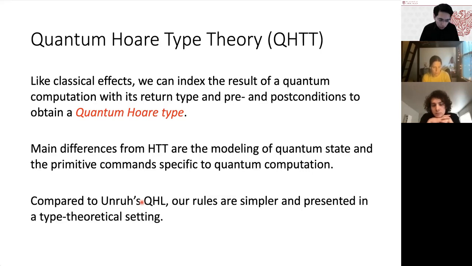Compared to Unruh's QHL, our rules are somewhat simpler. I should definitely say that they are also simpler because we have tried fewer examples so far. But they're also presented in a type theoretical setting, so they have the advantage of being easily mechanized in dependent type theories.